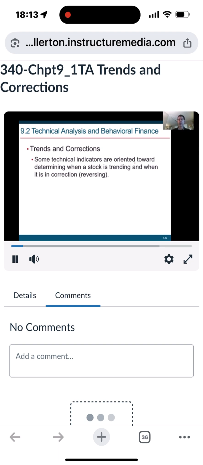Some technical indicators are oriented toward determining when a stock is trending. What is a trend? Well, you see a stock is going up. Is it going to continue going up, right? Or if a stock is trending down, is it going to continue to trend down? Or whether it is in correction. That means reversing, right? So a stock that's going up, if it doesn't continue to go up and if it pulls back from its high, we would say that's a correction. It's sort of like the stock was too high, maybe it was too high up here, and so it corrected itself by going lower.